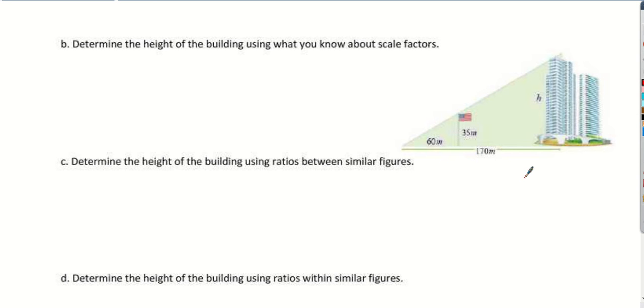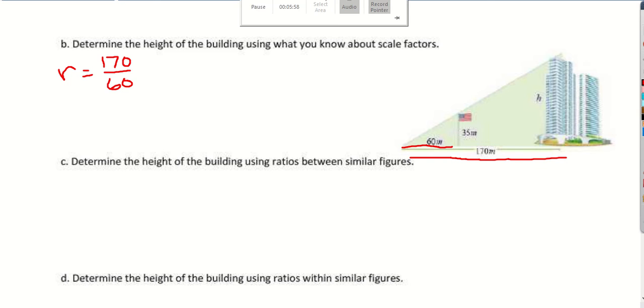So now, if we look at the relationship between this line and the whole segment, we can figure out the scale factor, okay? So let's let R represent our scale factor. And we remember what we said, if we want to grow, we want to do bigger over larger. So one ratio we can make is 170 over 60.